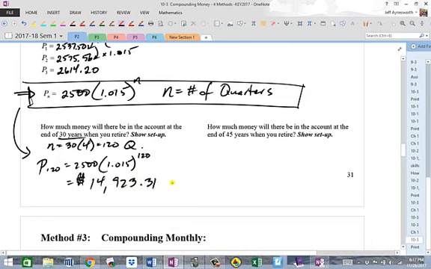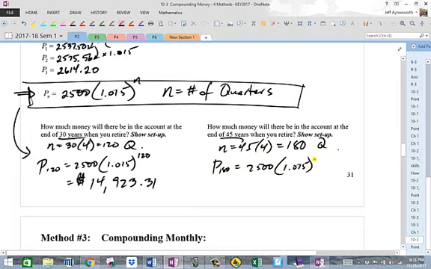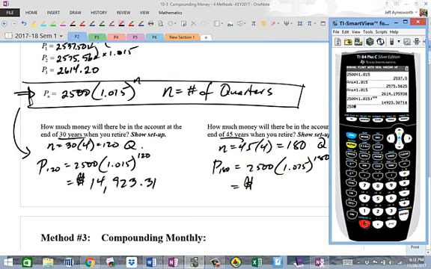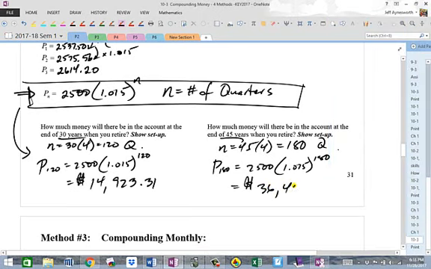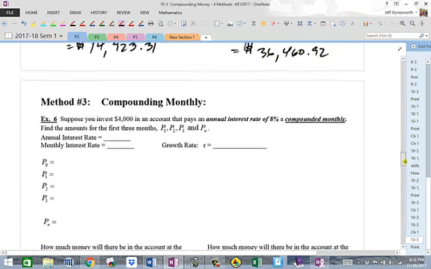In 45 years, that's 45 times 4, which is 180 quarters. So that's 2,500 times 1.015 raised to the 180th power. You take 2,500 times 1.015 raised to the 180th power, and you get $36,460.92.